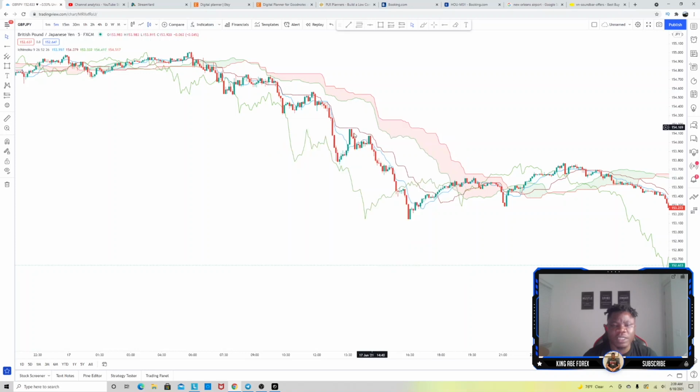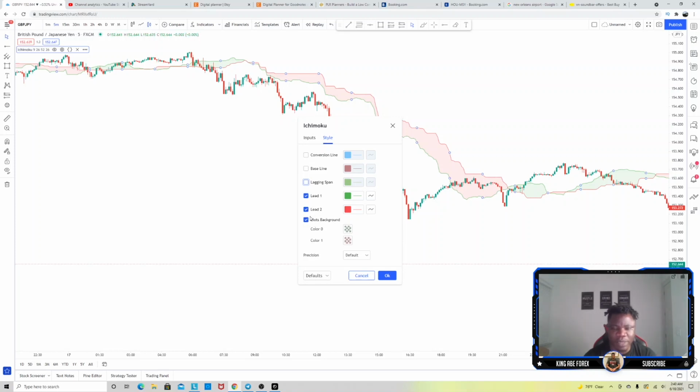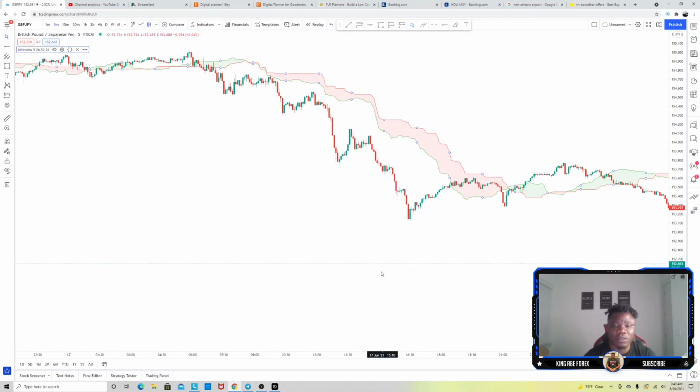Once we have the Ichimoku Cloud, we come over to settings and remove the conversion line, remove the baseline, and remove the lagging span. You only need the Leading Span 1, Leading Span 2, and the plots on the background as well. So that's all you need for the Ichimoku Cloud, and once you're done, you click OK. Now you don't have to do anything else.